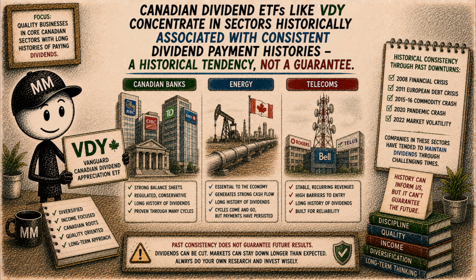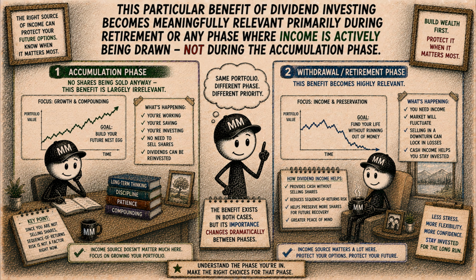The important nuance: this benefit applies specifically to the withdrawal phase, not the accumulation phase. For an investor still in the accumulation phase of their investing life, not yet drawing income, still adding to their portfolio, the sequence of returns benefit described above is largely irrelevant, because no shares need to be sold during a downturn, regardless of whether the portfolio is dividend-focused or pure growth. This specific advantage of dividend investing becomes meaningfully relevant primarily during retirement or any other phase where an investor is actively drawing income from their portfolio rather than continuing to add to it.